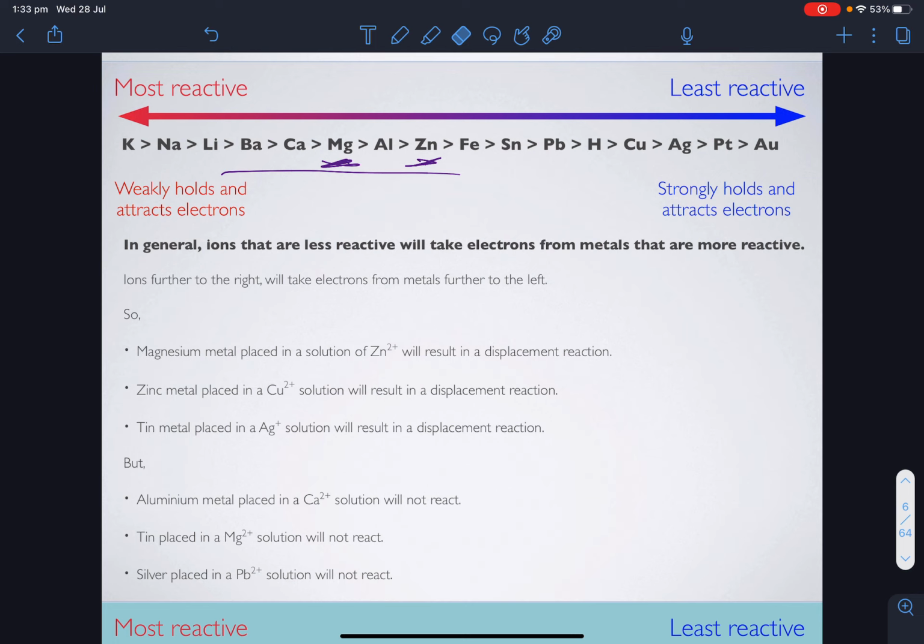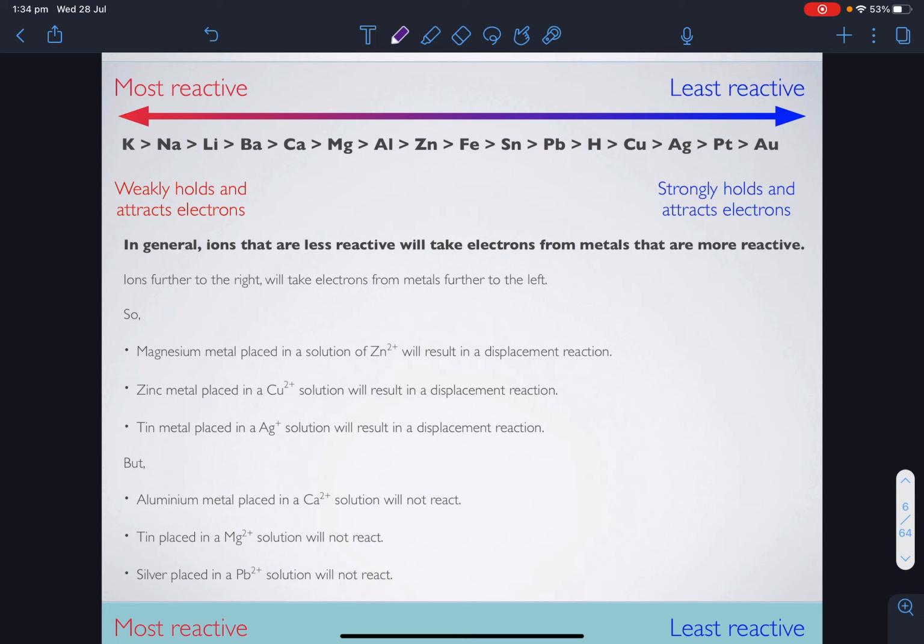Tin metal placed in a silver solution. Silver's all the way down here, tin up here. Electrons will transfer. So electrons will transfer down to the least reactive one. Okay, but we have to remember the other way: these reactions won't happen. Okay, let me just erase those.